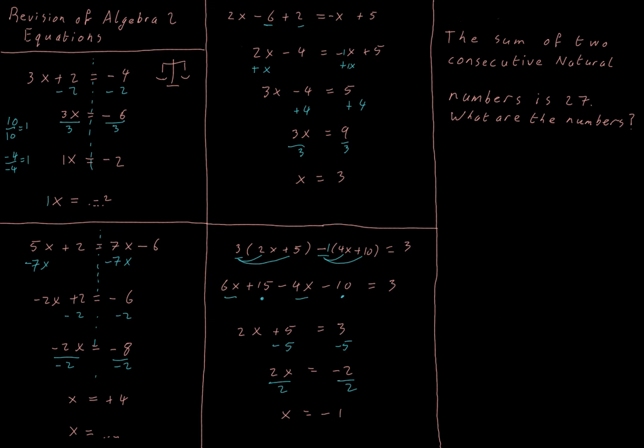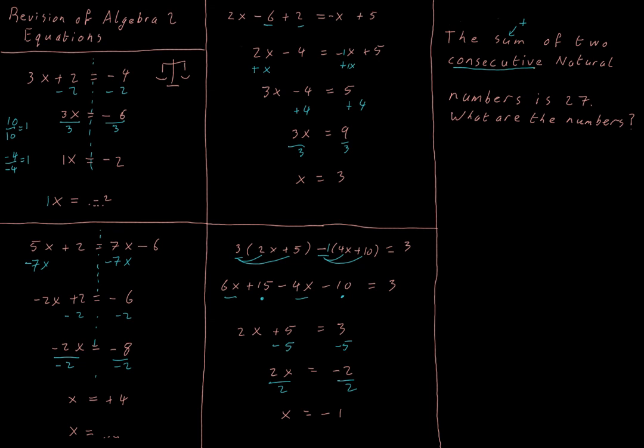Now if we get an English type question, we have to think about the language in it very carefully. The sum of two consecutive natural numbers is 27. What are the numbers? Well, we need to take this question and we need to label. So what does sum mean? Well, sum means we added stuff together.